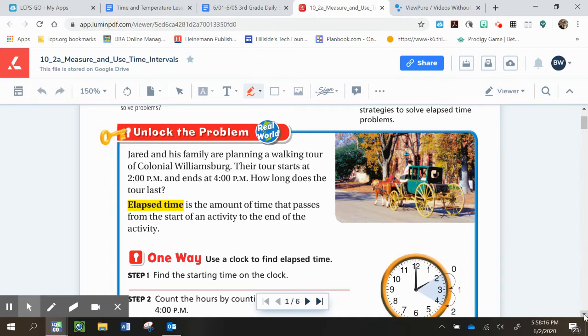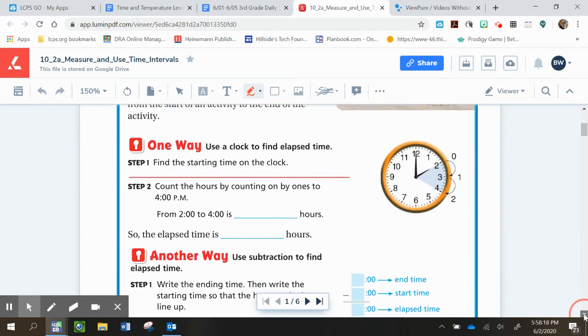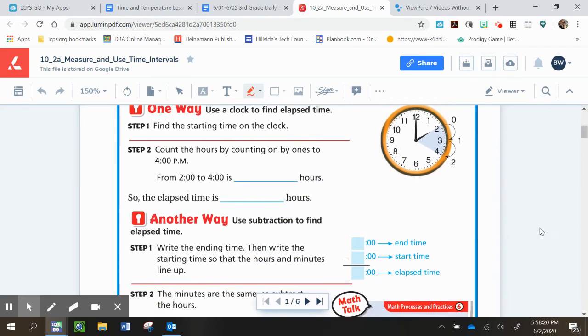So we're going to start with the first way of using a clock to find the elapsed time. Finding the starting time on the clock, we see we have 2 o'clock. So what we're going to do is count the hours by counting on by ones to 4 p.m. So we start at 2, 1 hour to 3, 2 hours to 4. So from 2 to 4 is 2 hours. So the elapsed time is 2 hours.